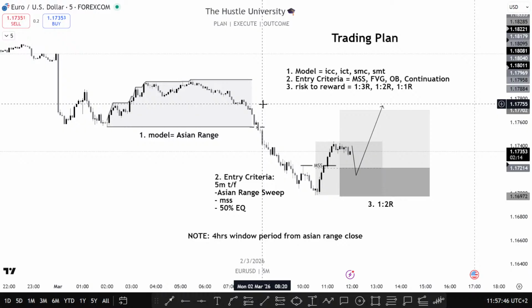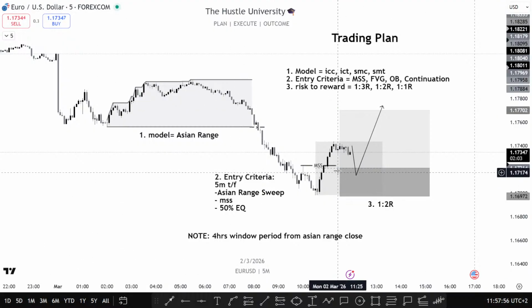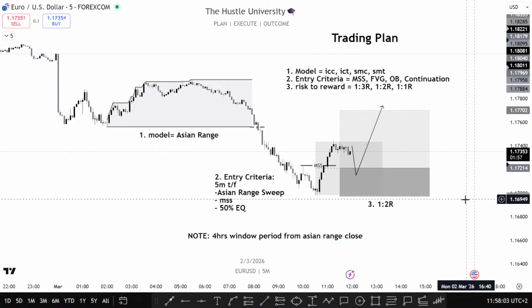So yeah, 2 minutes away. So we might not get into an entry, man, unfortunately, guys. But the 4 hour window period expires now at 12 noon. So 2 minutes away. Let's see what price does eventually.